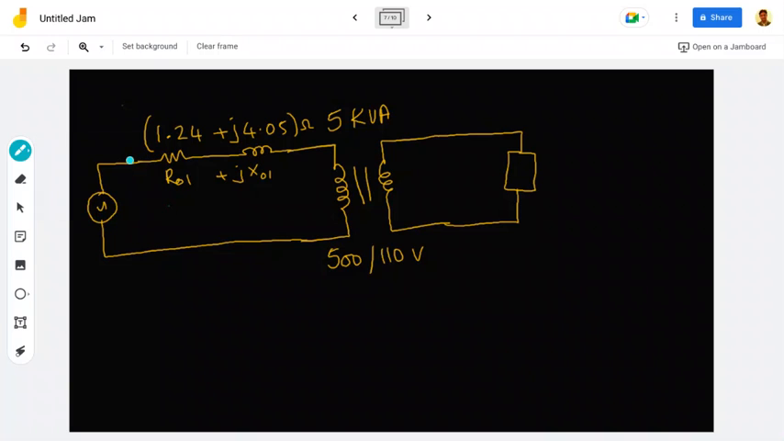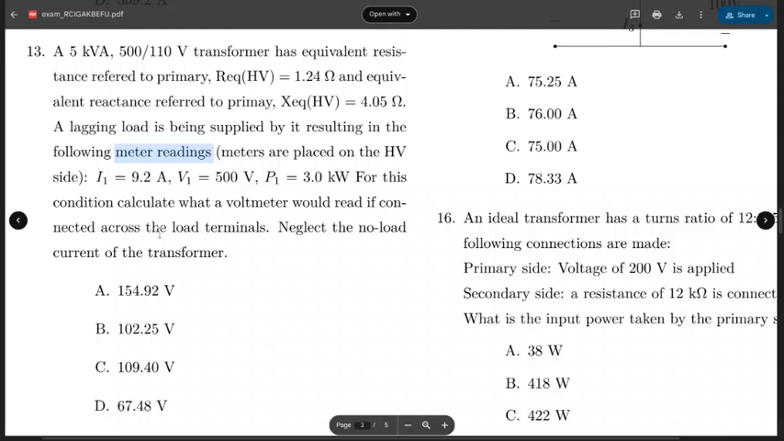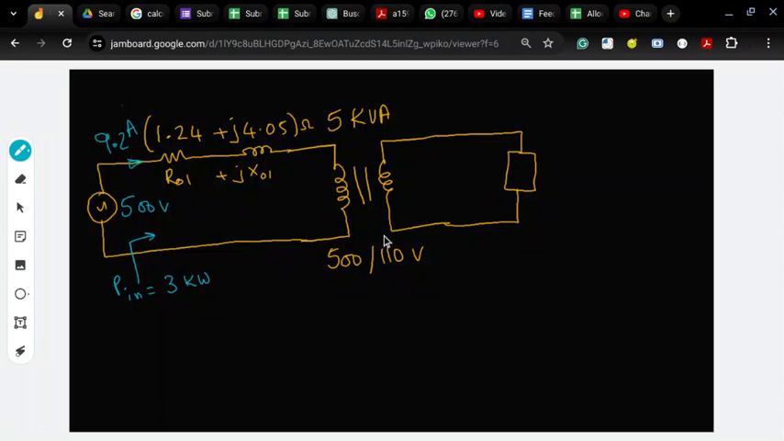So here the current is 9.2 amperes and the voltage is 500 volts and the input power P in is 3 kilowatts. Okay, for this condition, calculate what a voltmeter would read if connected across the load terminals. Neglect the no load current of the transformer. So this point is also given, no load current we can neglect.